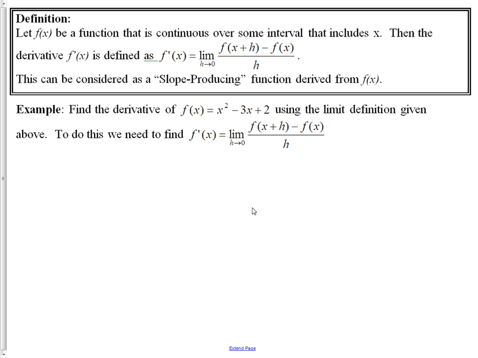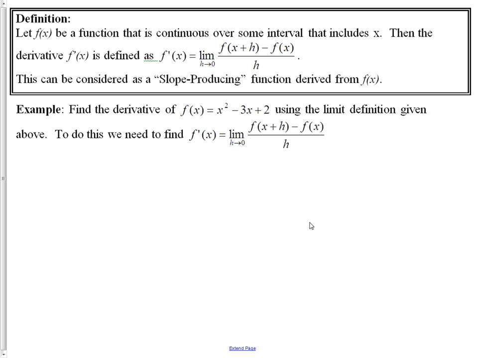Then the derivative, we call it f prime of x, is defined as f prime of x equals the limit as h approaches 0 of the difference quotient, f of x plus h minus f of x, over h. And we can consider this our slope producing function derived from the function f of x. That's why we call it a derivative.